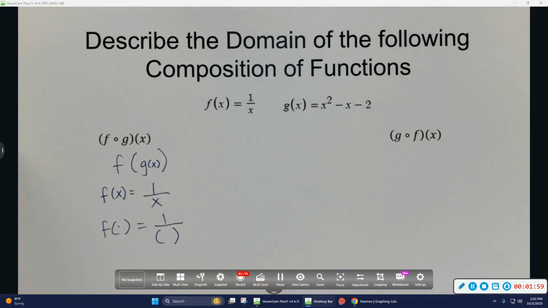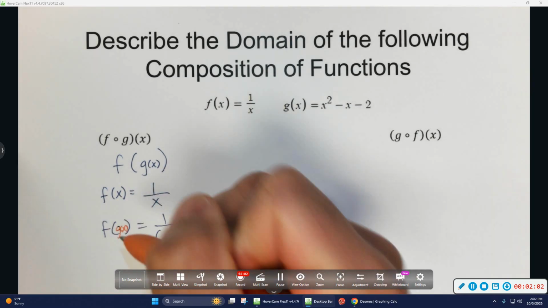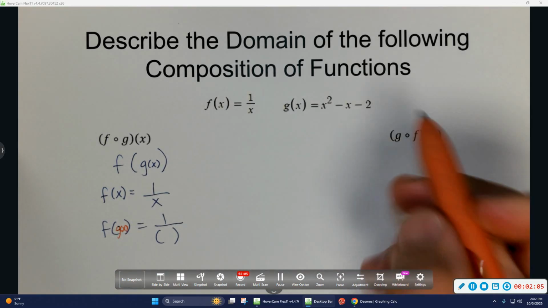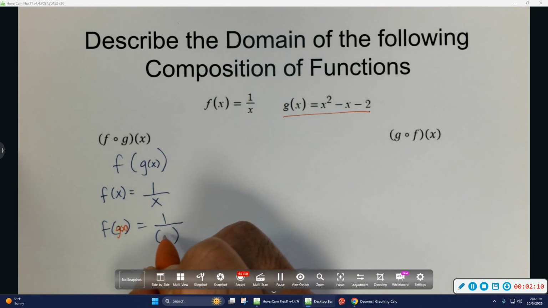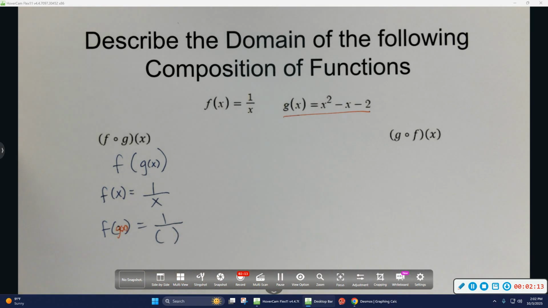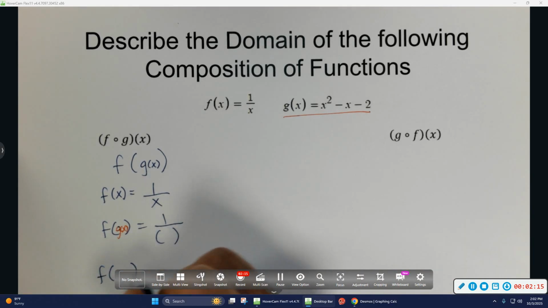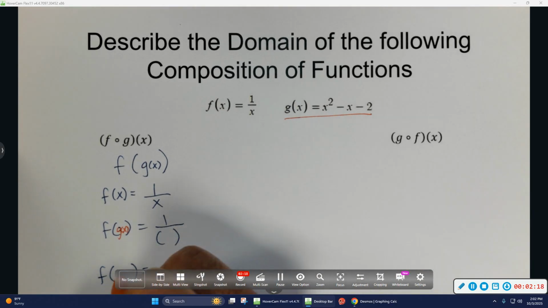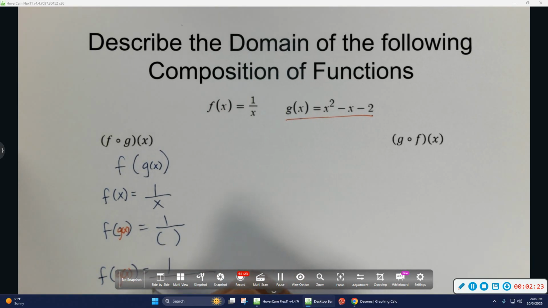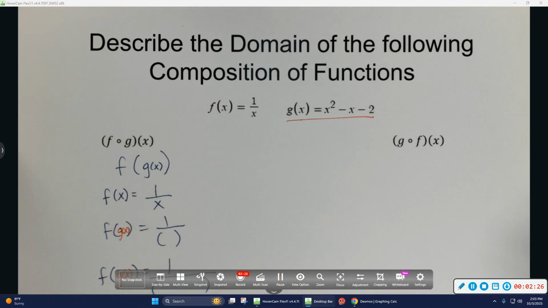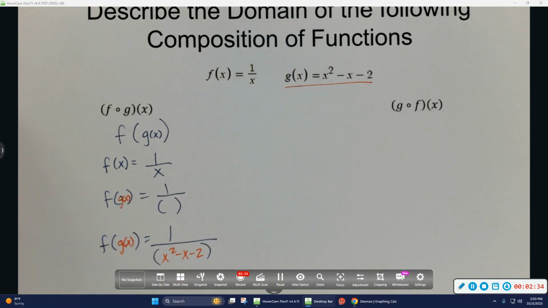And I'll do this in a different color. We're going to put g of x in here, and I'm going to plug in the entire other equation, g of x, that's going to go in here. Now, I don't have space in here, so I'm going to write it again. I have f of g of x, and then the denominator, I'm going to have 1 over the entire function of g of x, which is x squared minus x minus 2. So this is what the equation looks like. Let's go ahead and graph it.